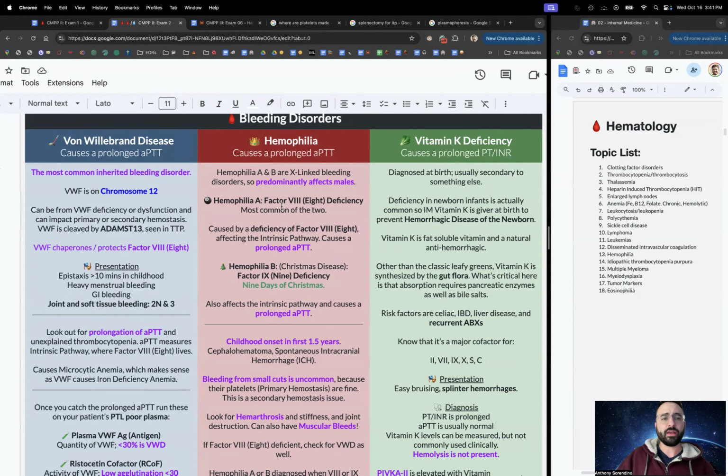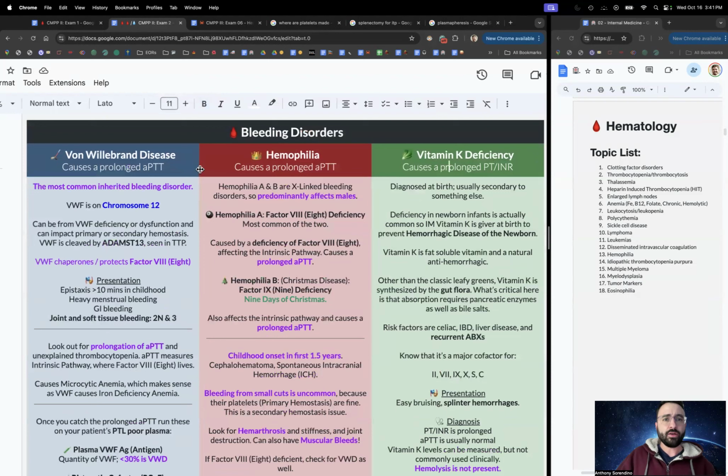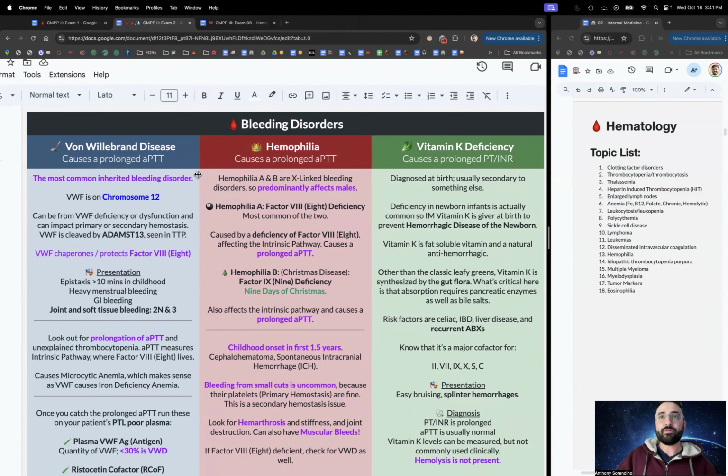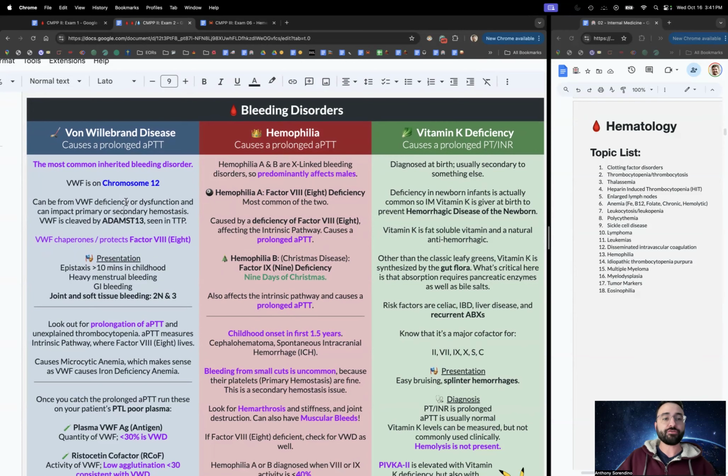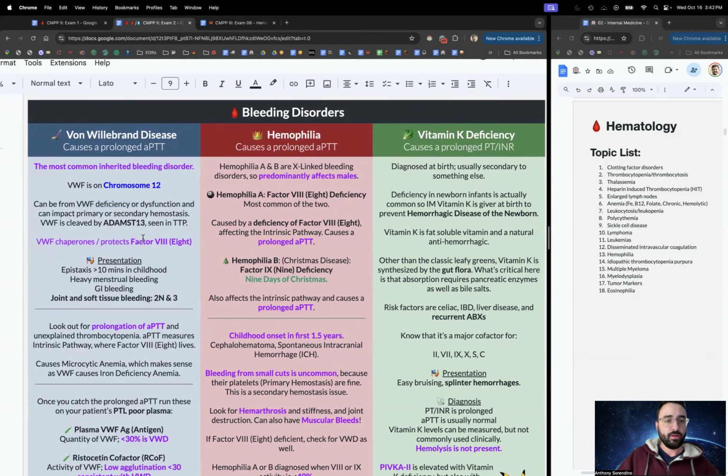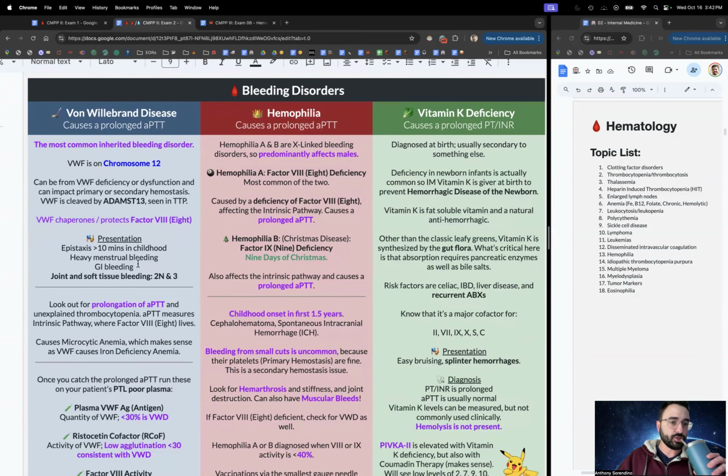Von Willebrand disease, chromosome 12. I don't know that that's super high yield. What I think is important, though, is that it's the most common inherited bleeding disorder, not hemophilia, von Willebrand disease. And remember, we talked about what von Willebrand factor is. It's that Velcro that platelets are going to stick to. So if we don't have that, then platelets can't stick and we're going to bleed, right? So you can either have this from a deficiency itself or some type of dysfunction. We'll see there's different versions. Von Willebrand factor actually also protects factor 8.